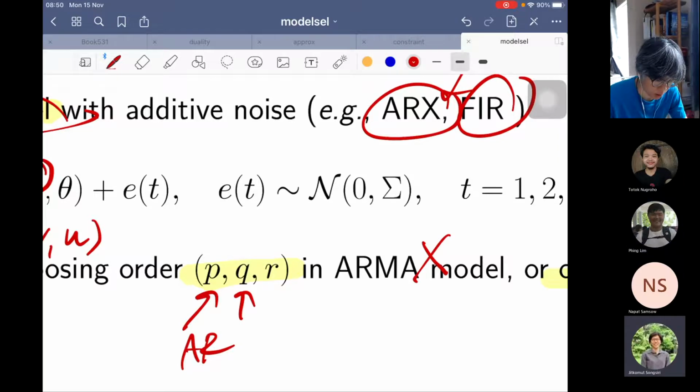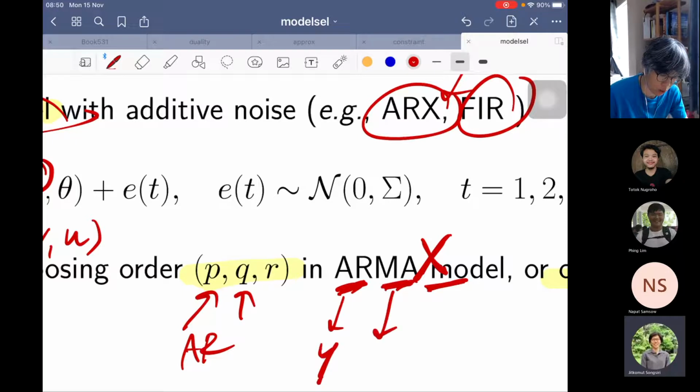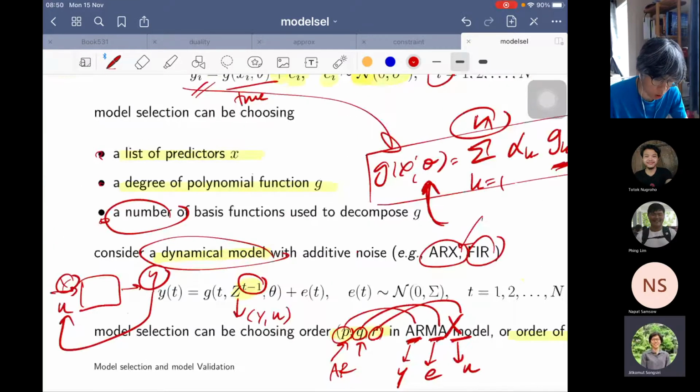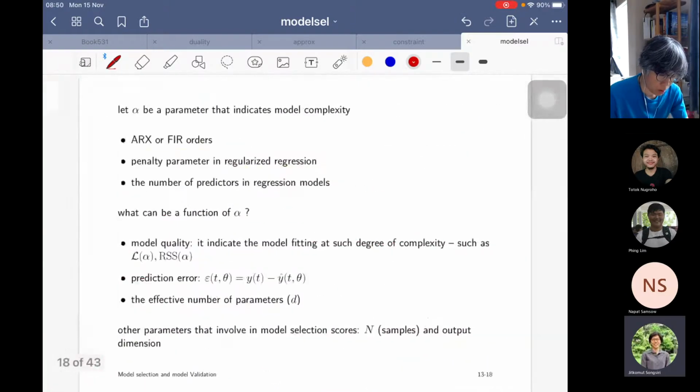ARMAX has three features: autoregressive, moving average, and exogenous term. The autoregressive part depends on the past Y. Moving average depends on the noise term, and X is the exogenous input, right? So p, q, r are just the orders of AR, moving average, and exogenous term. Of course, if you pick high values of these three choices, it means that you pick more complex models.